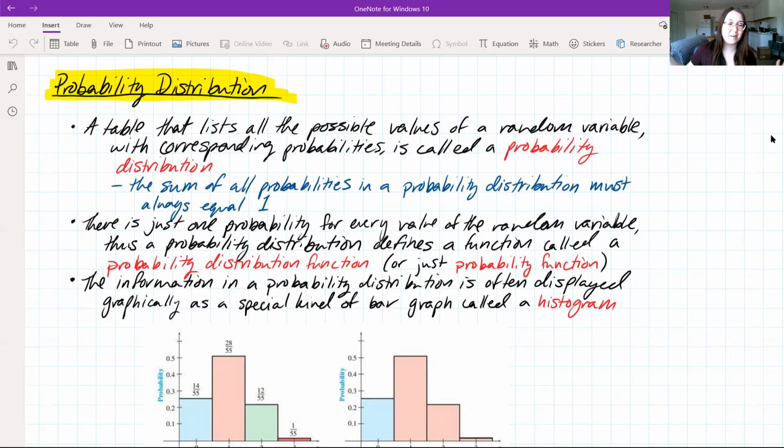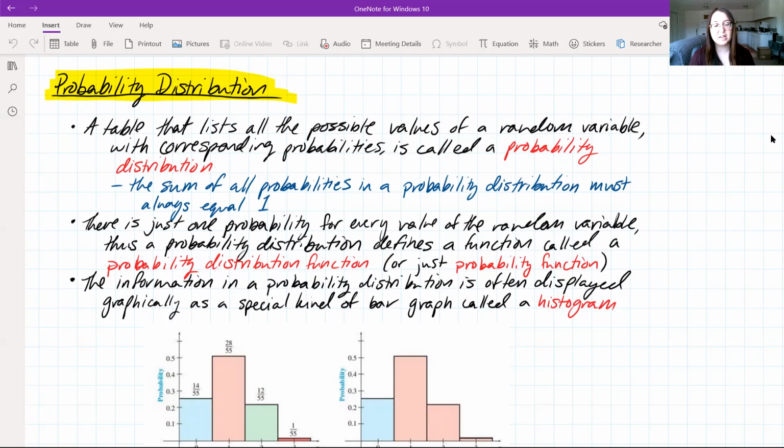And that just means that we have a long list or table of values, and we have distributed probabilities for each one of our outcomes. So the sum of all the probabilities in a probability distribution must equal 1, because the combination of all these outcomes has to equal 100% of your outcomes. So each one is going to have a different probability, but add it all up, they'll be equal to 1. There's just one probability for every value of the random variable. This defines a function called a probability distribution function, or we can just call it a probability function. That's what it's more often called.